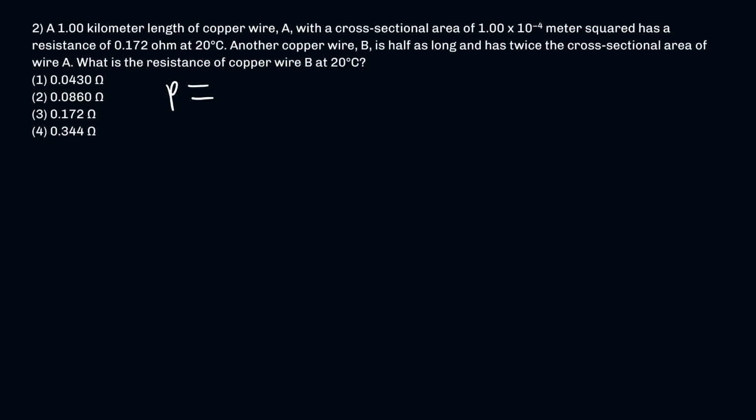Again, it is another copper wire. So I go to the resistivity table. I find out what copper is, and it tells me it is 1.72 times 10 to the negative 8th. So 1.72 times 10 to the negative 8th.